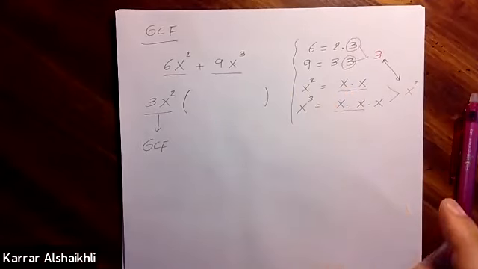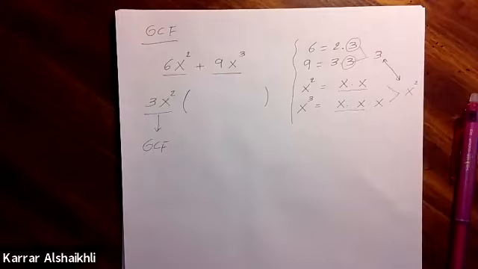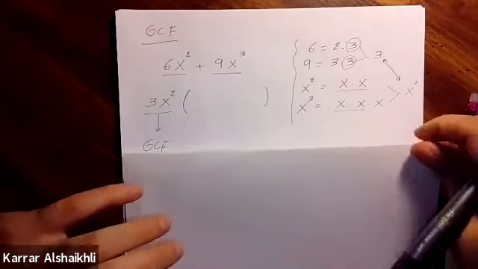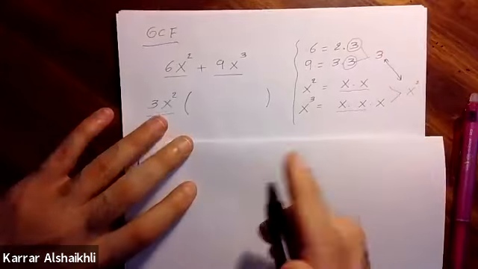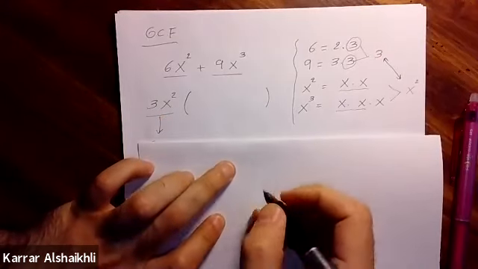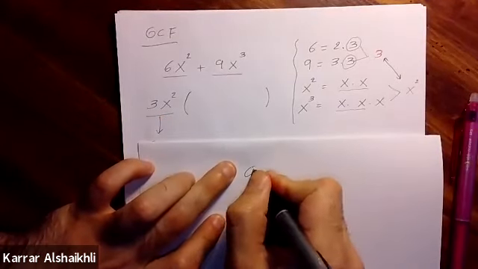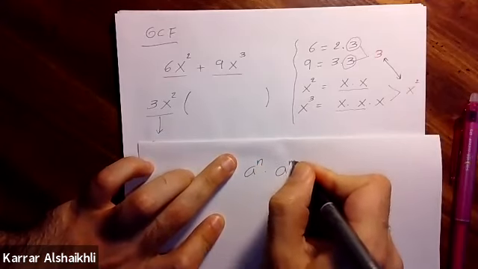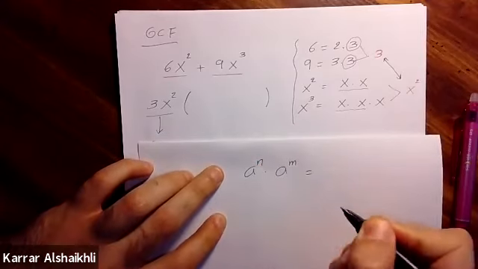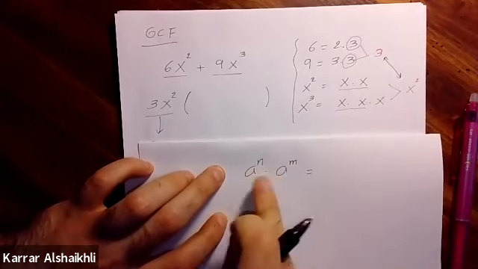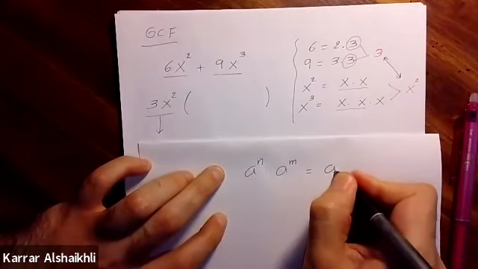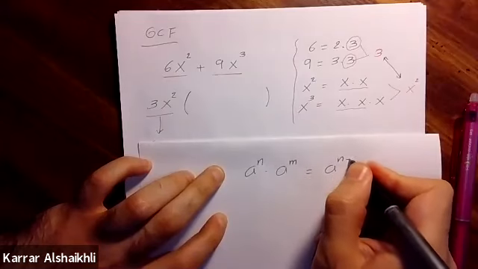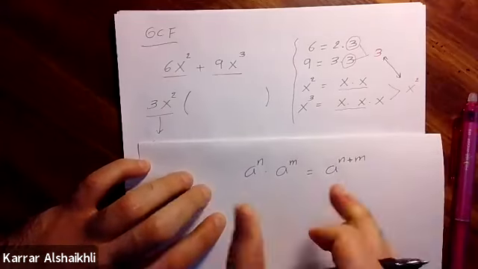You remember we have a rule. We took it with the rule of exponents. If we have a to the exponent m times a to the exponent m... this is the rule of exponents. What are we going to do? We have the same number, so it's going to be a to the n plus m. All right? This is the rule.